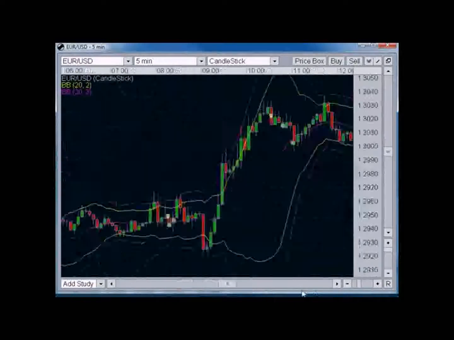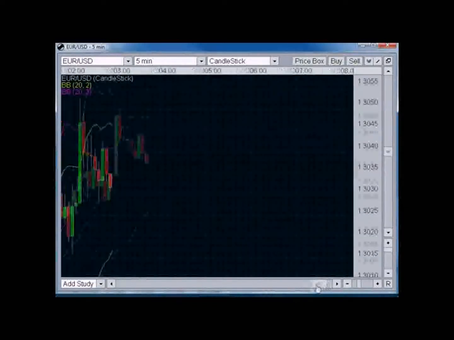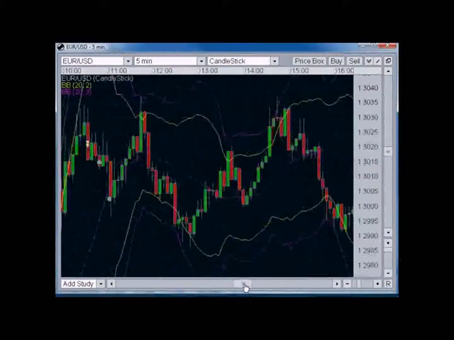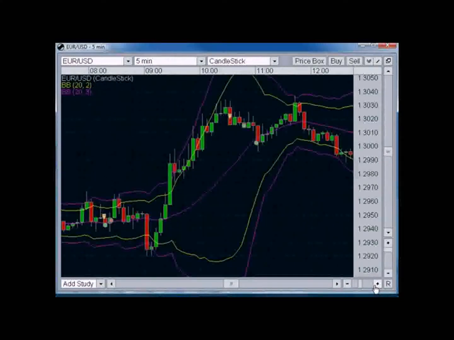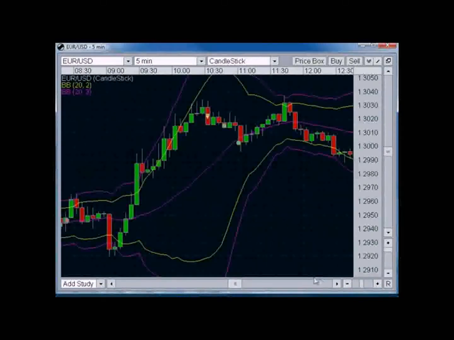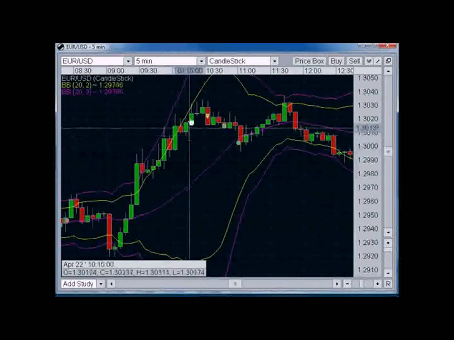Let me just go back. Oops, sorry. Let's find a couple of trades. Okay, so I'm just going to find a couple of trades as I go backwards in the chart, and I'll really expand on them so you can see. Okay, so here's a setup.